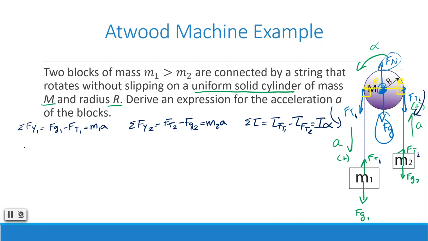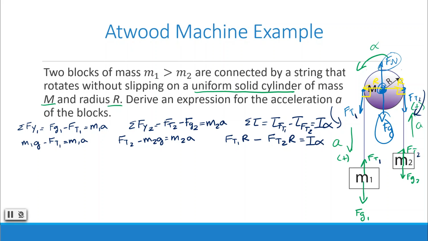So we have the net force on block 1, the net force on block 2, and the torque on the pulley. Working through these, we're going to start subbing in. For the Fg1, that's going to be M1G minus Ft1 is equal to M1A. For the second block, we're going to have Ft2 minus M2G is equal to M2A. For the torques, the torque due to tension 1 is going to be Ft1 times R. Torque due to Ft2 is going to be Ft2 times R because we're assuming those are at 90-degree angles, and that's going to equal I times alpha.